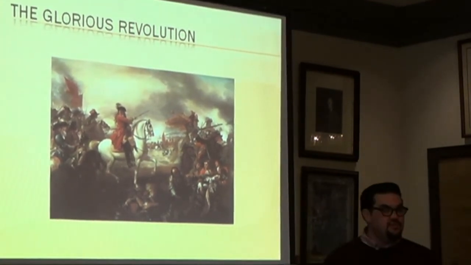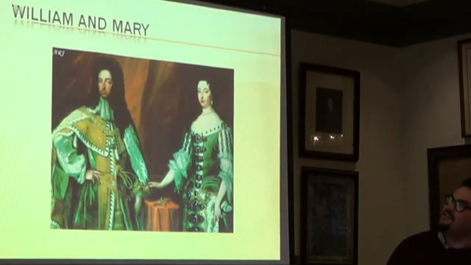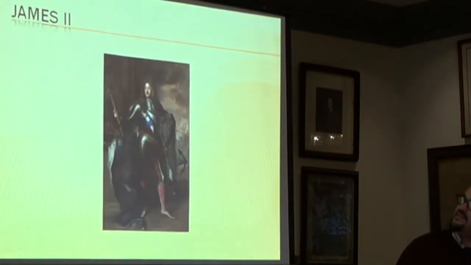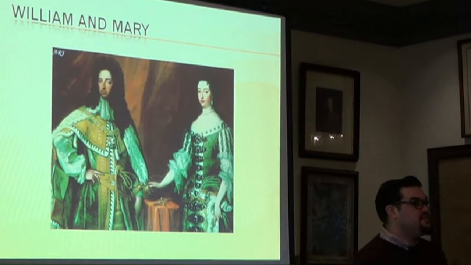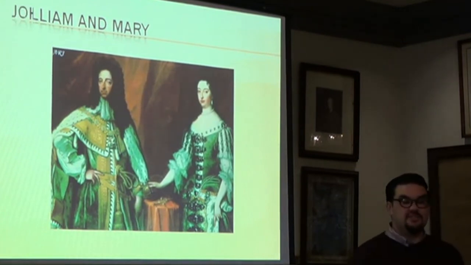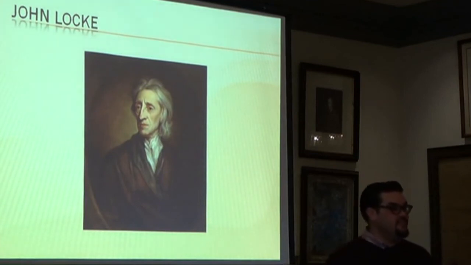Now, both of these two points had a common source. I have a picture of William and Mary. William and Mary, all right. Both of these ideas, the idea of individual rights and the seat of taxation, came from John Locke, who was more or less the architect of the Glorious Revolution.